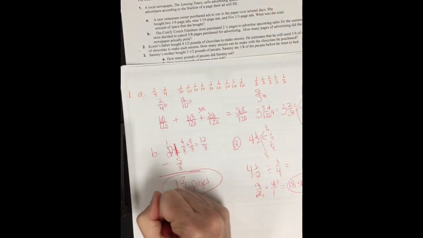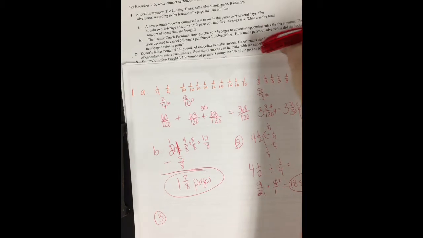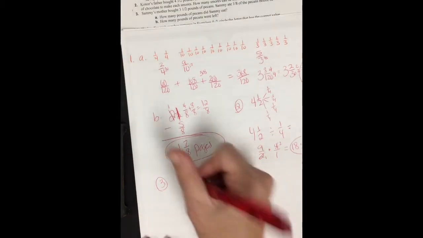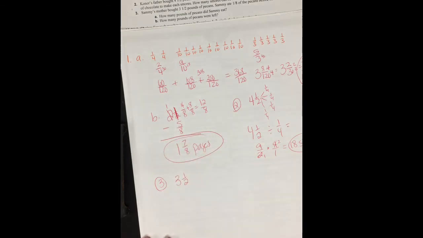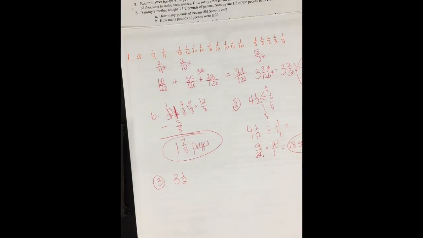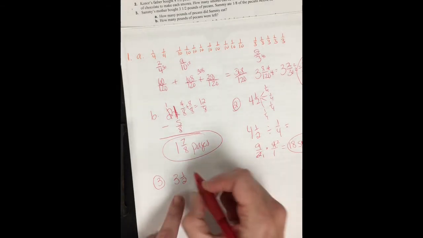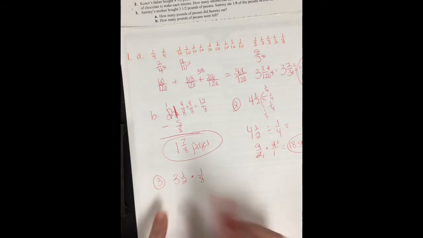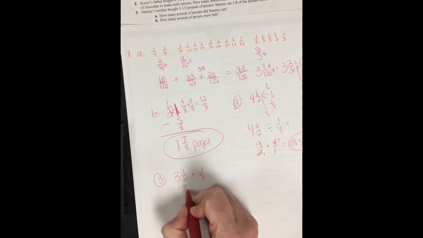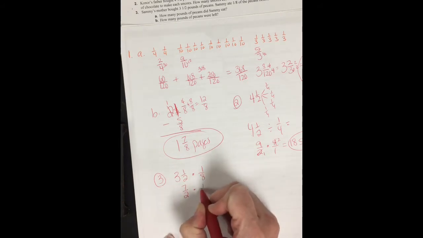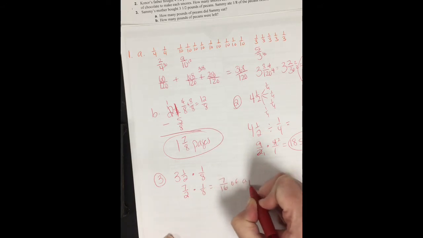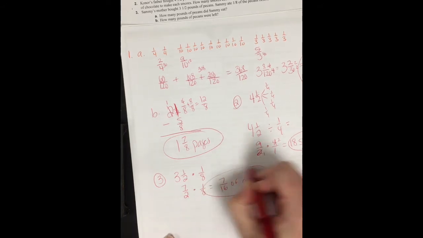3. Sammy's mother bought 3 1/2 pounds of pecans. Sammy ate 1/8 of the pecans before he went to bed. It doesn't say 1/8 of a pound. It doesn't say 1/8 of a cup. It says 1/8 of them. Of means multiply. So I'm trying to figure out what is 1/8 of 3 1/2. Rewrite this as an improper fraction. And you end up with 7/16 of a pound is what he ate.